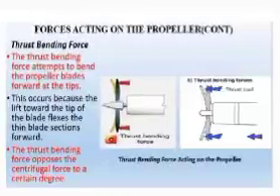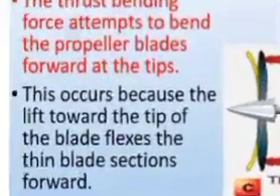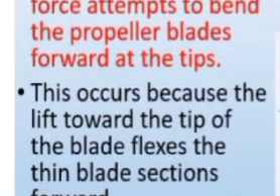Our next force that we will talk about is the thrust bending force. Thrust bending force occurs as a result of thrust. Previously, we learned about how thrust is produced by the propeller. Now, if the aircraft is supposed to move forward, the thrust is created at the rear of the propeller. So, by Newton's third law of motion, it causes the aircraft to move forward.